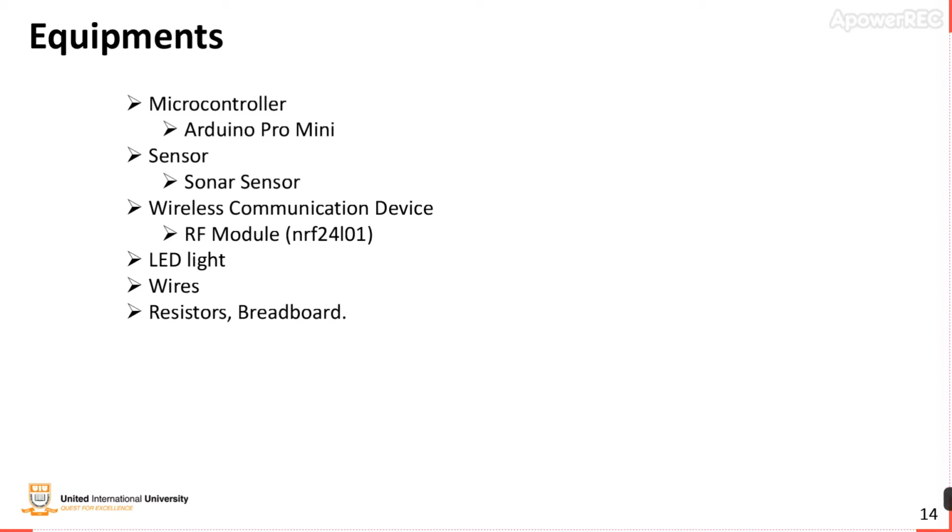The sensor we are using in our project for measuring water level is sonar sensor. For communication, we are using RF module NRF24L01, and the other components are LED light, wires, resistor, and breadboard.